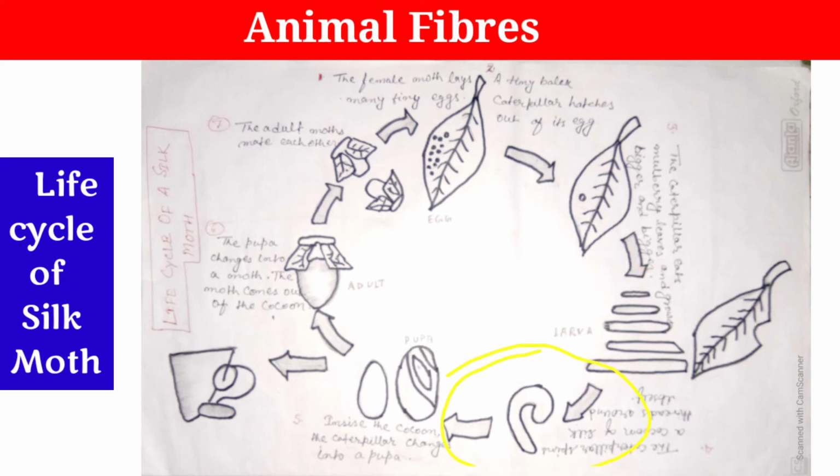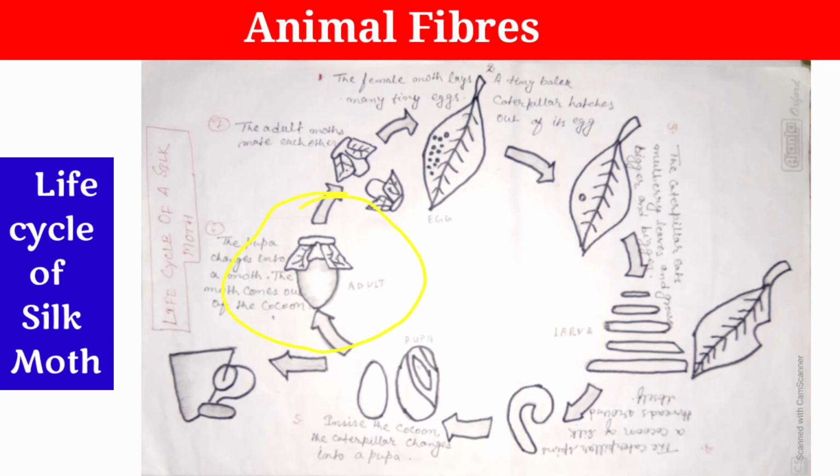Now see, the fourth point, the caterpillar spins a cocoon of silk threads around itself. Look at this figure. Now the fifth point, inside the cocoon, the caterpillar changes into a pupa. See this figure of the pupa. This cocoon is a hard shell of protein.